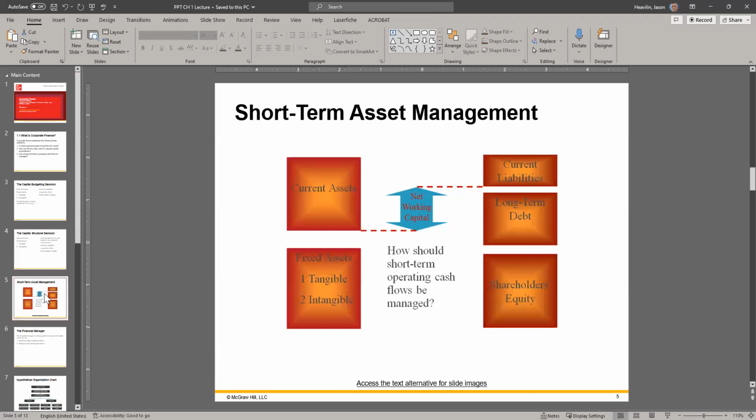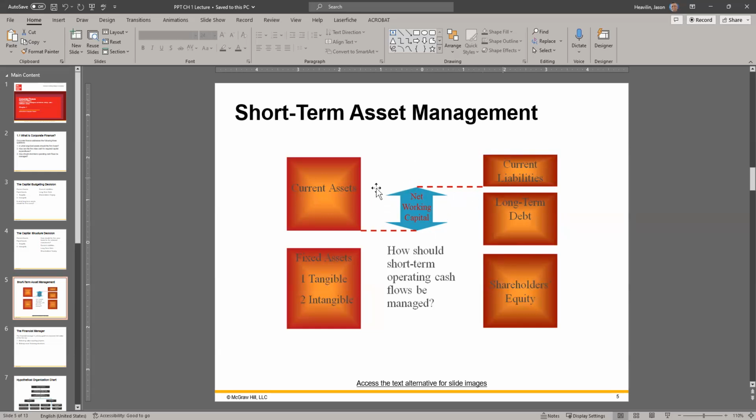As we mentioned before, you still have to survive the short term in order to get to the long-term goals. Here is an important piece of that equation, which is the current assets versus the current liabilities, representing the short-term needs of the company. This is also known as net working capital. The difference between current assets and current liabilities is known as your net working capital. So this minus this equals this.